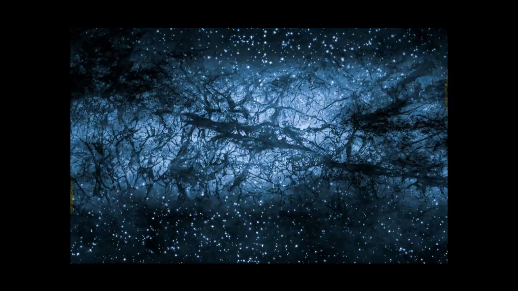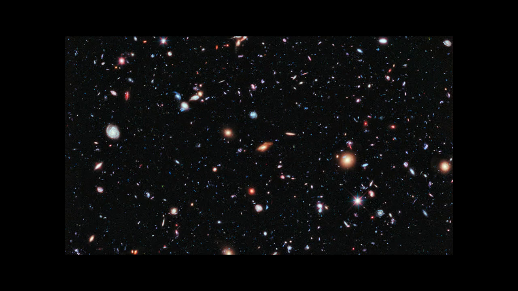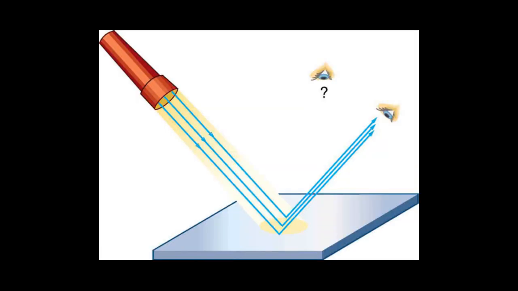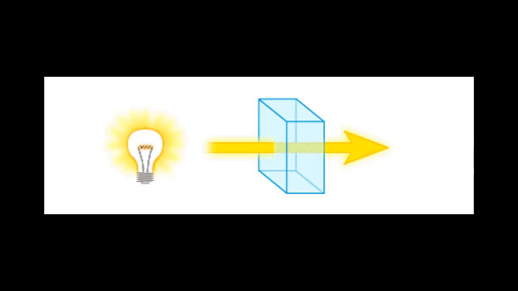So basically, dark matter is an invisible substance that makes up a huge portion of the universe's mass. The interesting thing about dark matter is that we can't see it directly because it doesn't emit or absorb light. Regular matter, on the other hand, when light shines on it, reflects off of it and comes back into your eyes. And because of this, we can see it.